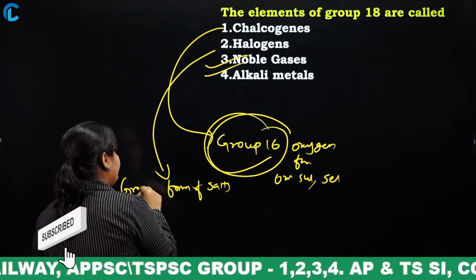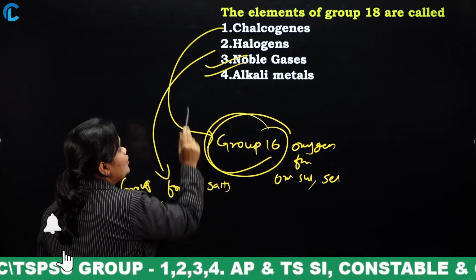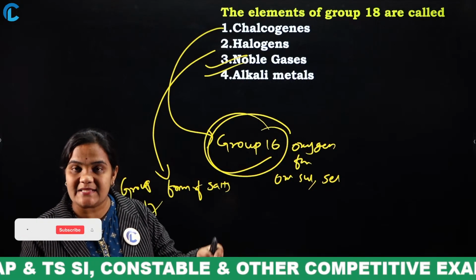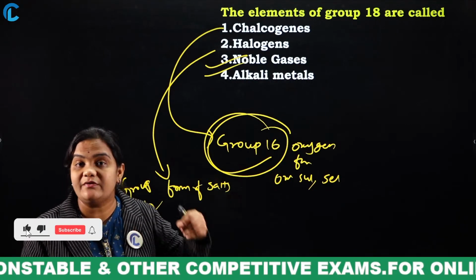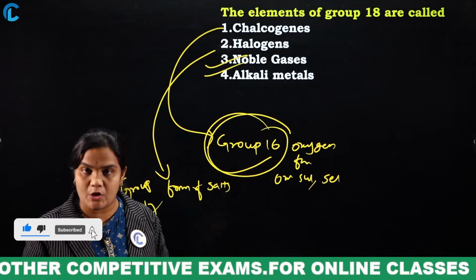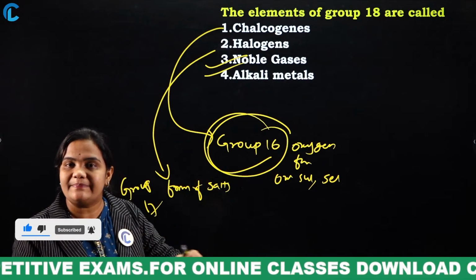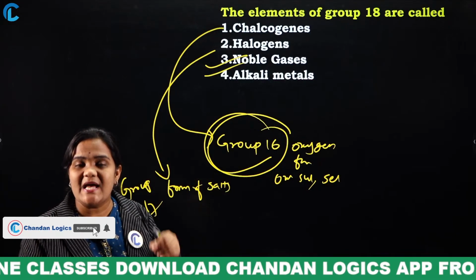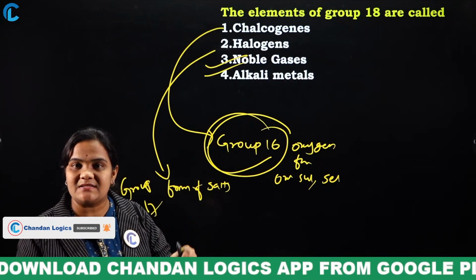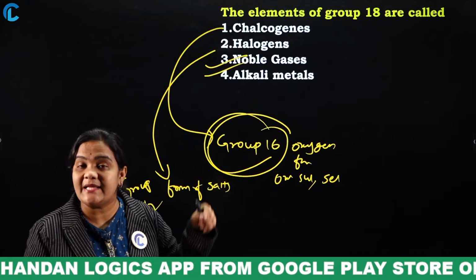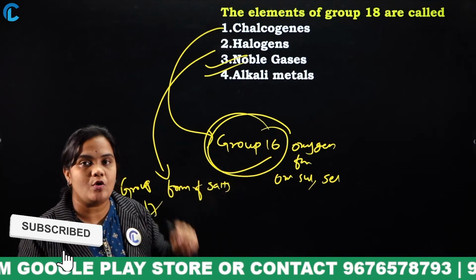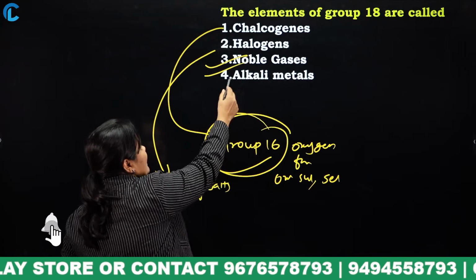Group 17. Next comes noble gases. Noble gases are also termed as inert gases. They do not react with any other element in the periodic table. For that purpose, we say them as what? Noble gases. They are also known as inert gases. They do not react with any other element in the periodic table. So, we say them as noble gases. What are these alkali metals?